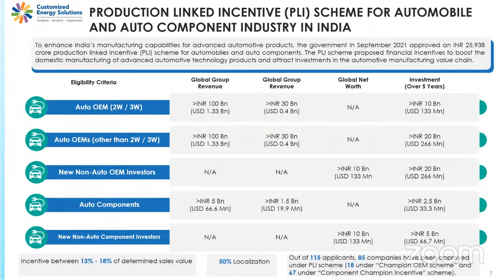Under this program, 115 companies applied and only 85 got selected and approved under the PLI scheme: 18 under the Champion OEM scheme, and 67 under the Component Champion Incentive Scheme. In this policy, 50% localization was mandated, and it is still there. Incentives are given from 13 to 18% based on sales value. This was the entire overview of the auto component scheme.